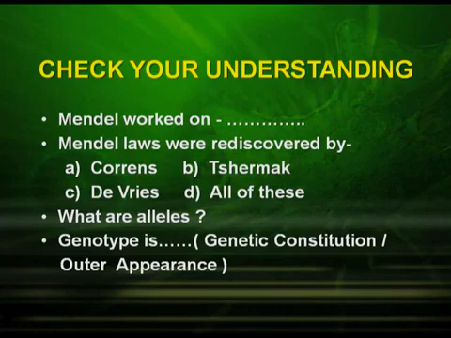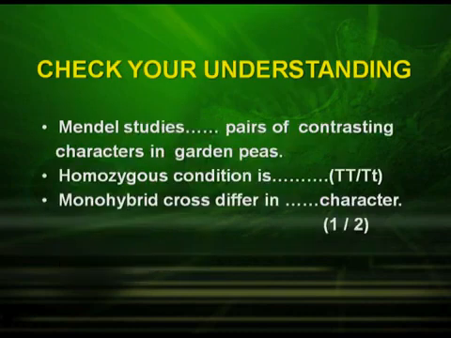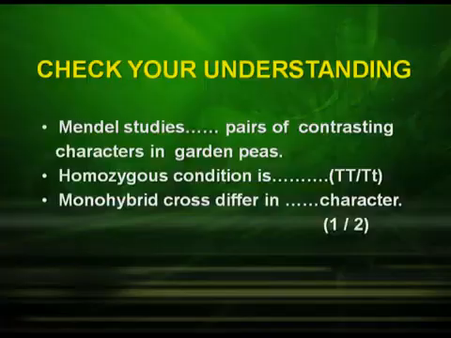Now, a session for you. Check your understanding. Mendel worked on garden peas. Mendel's work was rediscovered by Correns, Tschermak, De Vries, or all of these. You have the four options, choose one. What are alleles? Genotype is, you have two options, whether it is genetic constitution or outer appearance. Mendel studied pairs of contrasting characters in garden peas. Homozygous condition is capital T capital T or capital T small t. And the next, the monohybrid differs in characters, either it is 1 or 2.